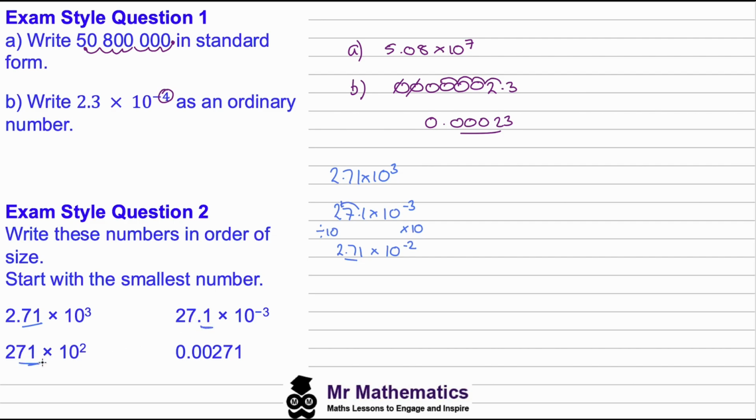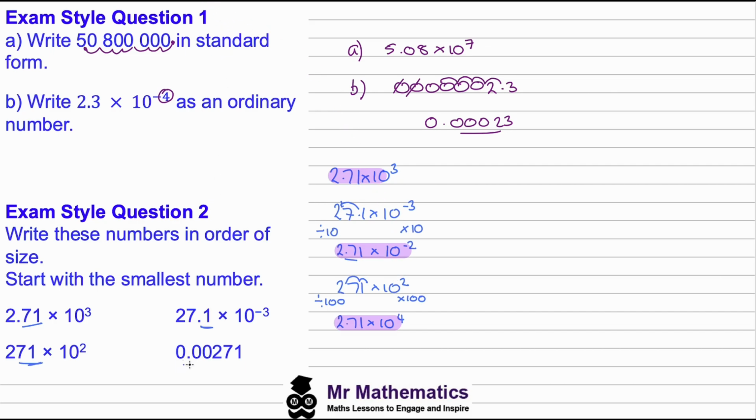And then for this one, 271 times 10 squared. Well, to write it in standard form, we need to move the decimal point 2 places to the left. So we're dividing it by 100, which means we need to multiply this by 100. So we're adding a power of 2 here. So this will give us 10 to the power of 4. If I just make it more clear which is which, got this one, and this one.